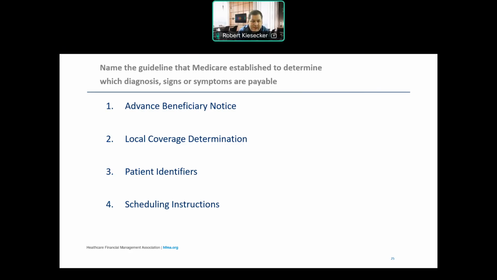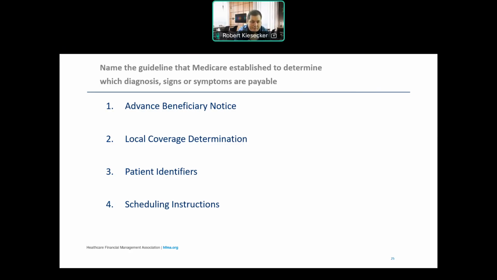So is it 1, an advanced beneficiary notice? Is it 2, a local coverage determination? Is it 3, patient identifiers? Or is it 4, scheduling instruction? Okay. Name the guideline that Medicare established to determine which diagnoses, signs, or symptoms are payable. Okay.